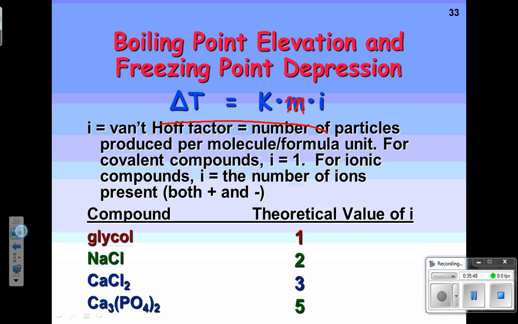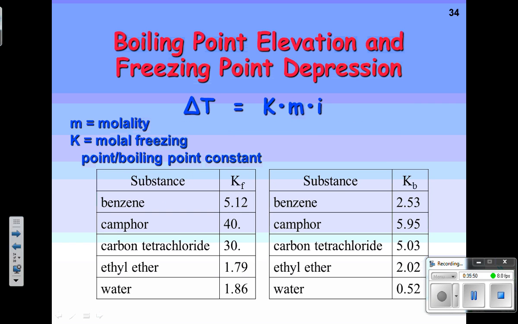Okay, now the ones that you need to be really worried about are this one and this one. Those are the ones you need to have memorized. This is Kf, and this is Kb for water. Those are the ones we're going to be working with. Now, if we go on to other classes higher up, we would fiddle with other things, but we're just going to worry about water. Okay?